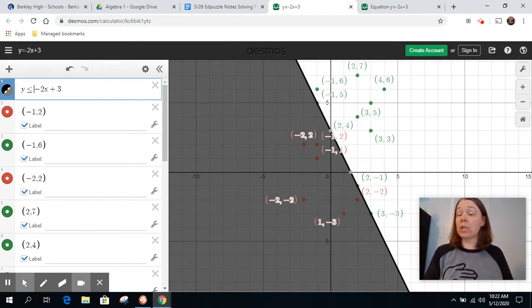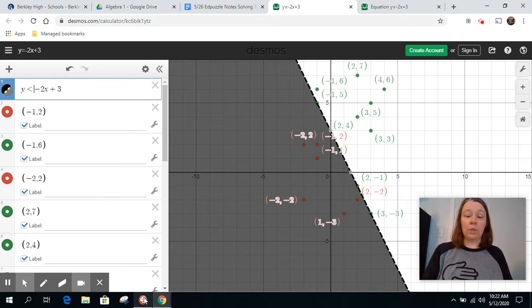And if I were to make it just a less than and not a less than or equal to, notice how it changes. Instead of having an open circle like we did before, now we have a dashed line. So remember when we were graphing on a number line, it was either open circle or a closed circle. Now it's the difference between a solid line and a dashed line.